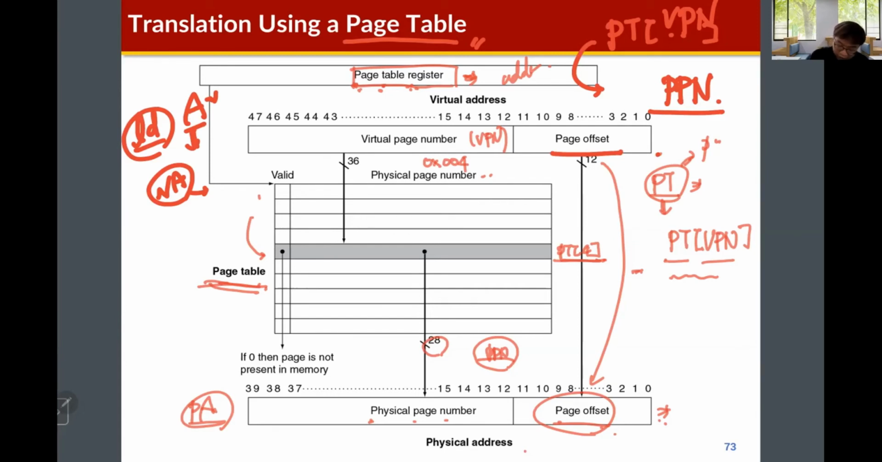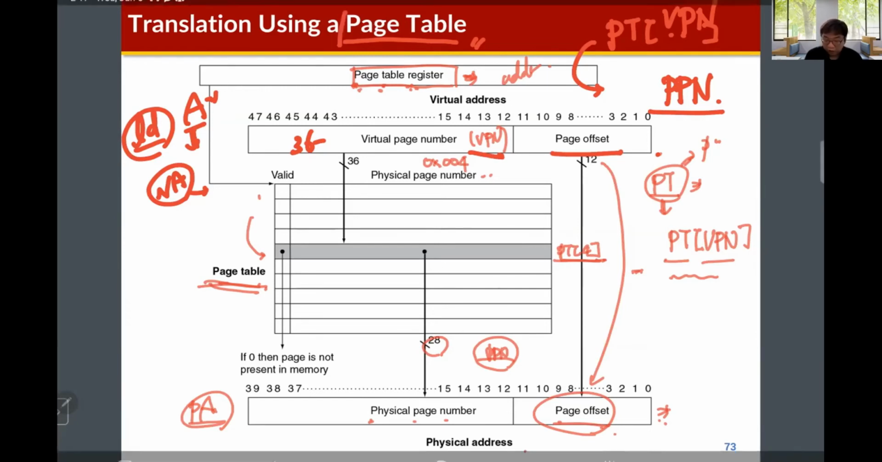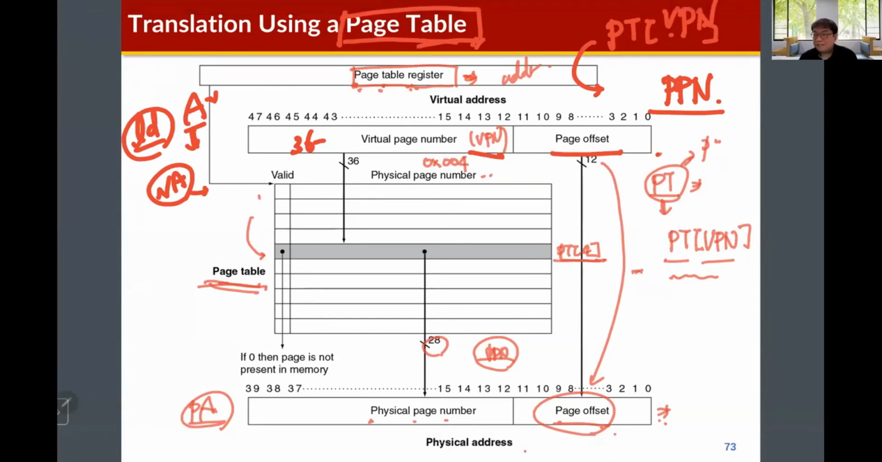So we need to translate the 36 bits of the virtual page number, called the VPN. With the VPN, in order to get the physical page number mapped to this VPN, we need to access the page table. The page table is a software data structure, and it is managed by the operating system, not hardware.